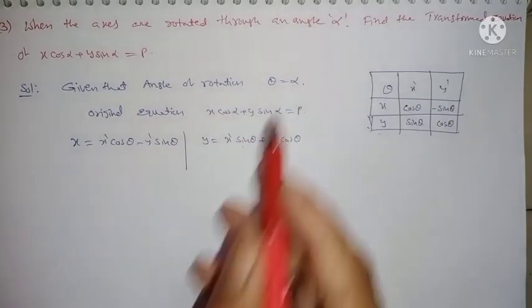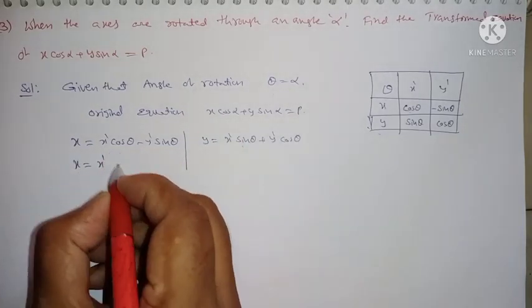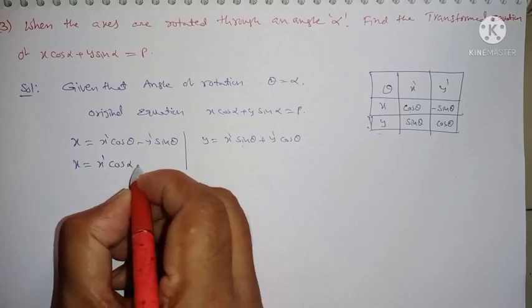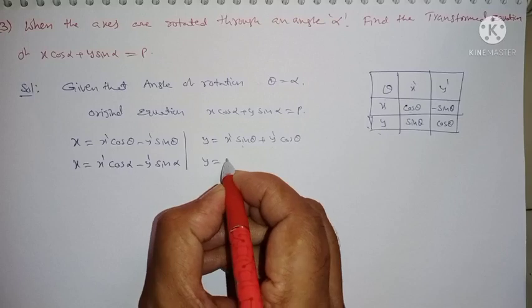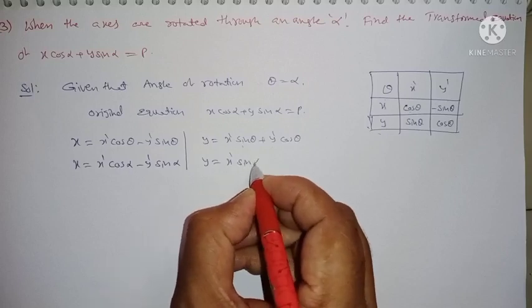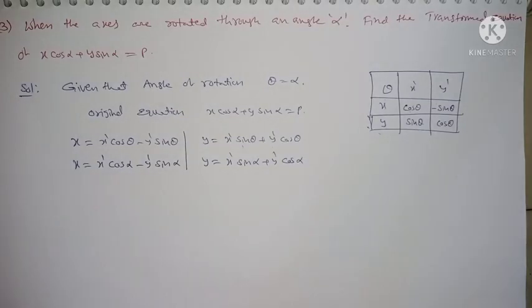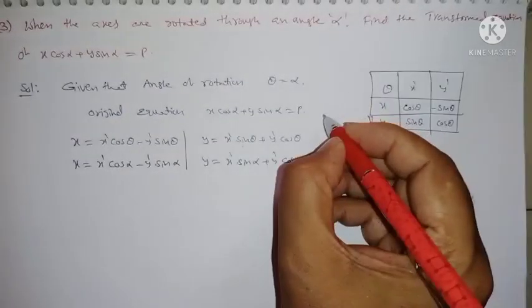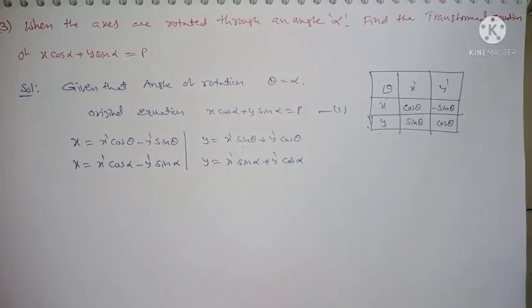But theta is how much? It is alpha. You can write here x is equal to x dash cos alpha minus y dash sin alpha, and y is equal to x dash sin alpha plus y dash cos alpha. These two values you can substitute in equation 1, the given equation. You simplify, you get the required transformed equation of the curve.